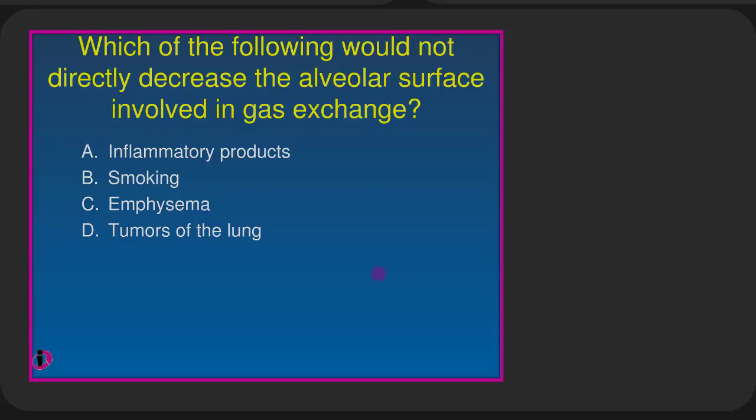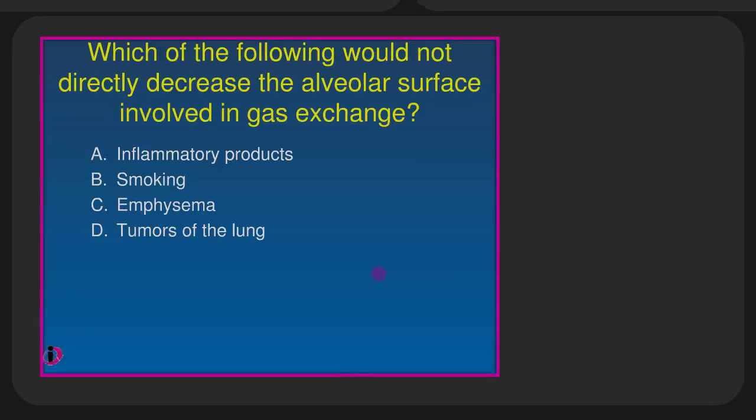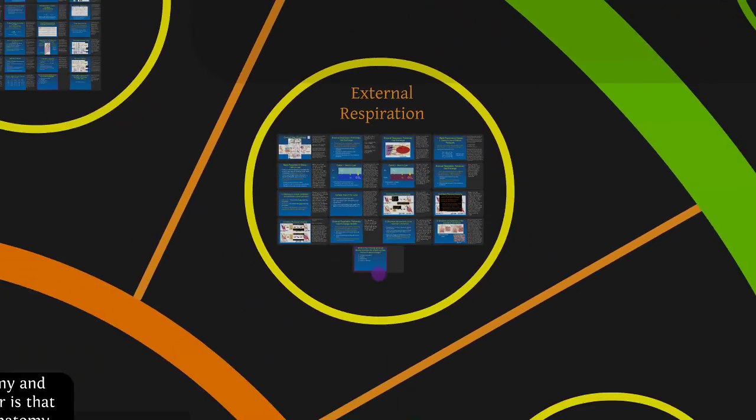Which of the following would not directly decrease the alveolar surface involved in gas exchange? Tumors might take out parts of the lung, so that would affect alveolar exchange. Inflammatory products would bring in fluid. Emphysema would cut down on gas exchange area because the alveoli get bigger. Smoking is the answer here. It doesn't really affect alveolar surface gas exchange.